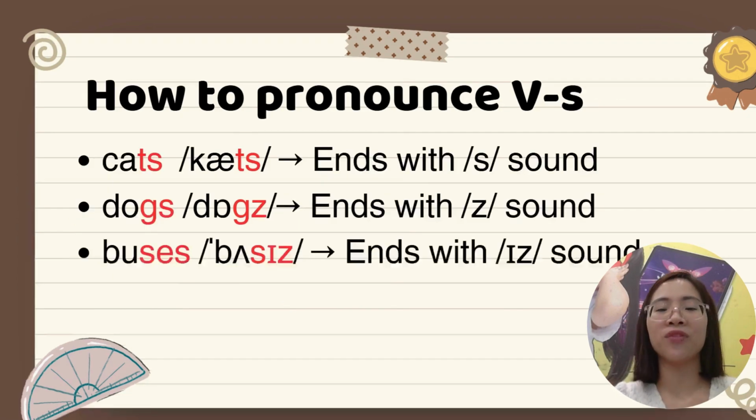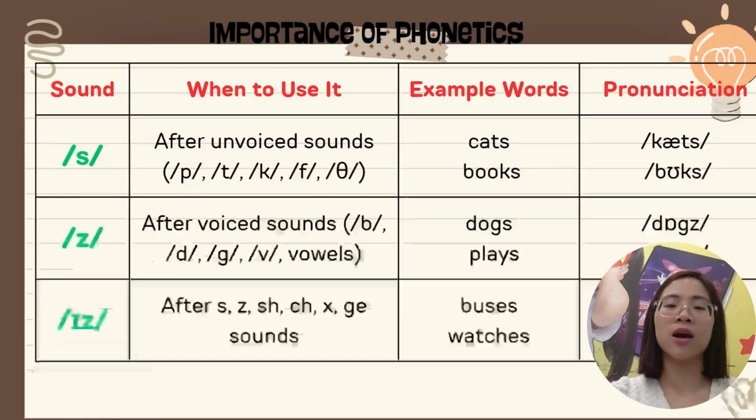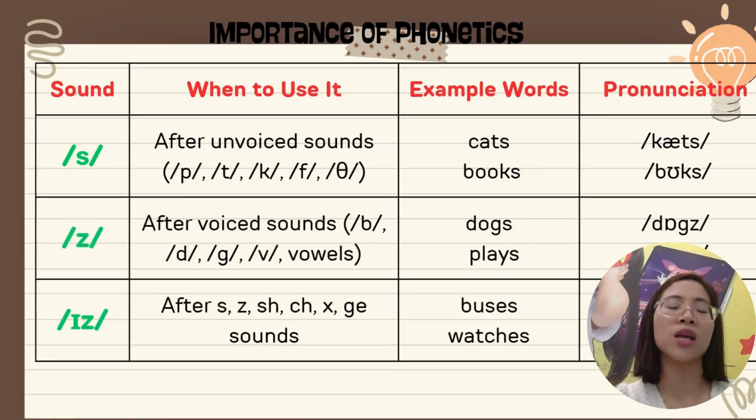And here for you, look at the pronunciation. Cats. So the S sound is pronounced s, right? And here dogs. The S letter is pronounced z, right? And buses. We have ES, right? Pronounced iz. Good. That means there are also 3 ways to pronounce the words that end with S or ES.